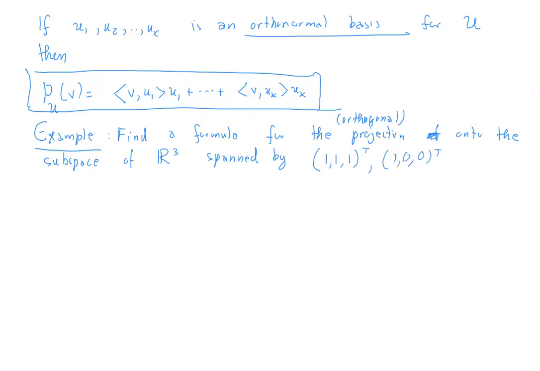Okay, so what do we do here? Remember that the formula that I gave you says that we need an orthonormal basis. And here we just have a basis. This is obviously not orthonormal. The first vector is not a unit vector. So what do we need to do?